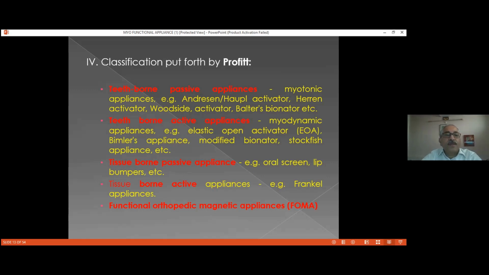The tissue-borne passive appliances are oral screens, lip bumpers, and so on. And the tissue-borne active appliance is the Frankel. Frankel appliances were basically given by Rolf Fränkel, and the last is the functional orthopedic magnetic appliance, that is FOMA.